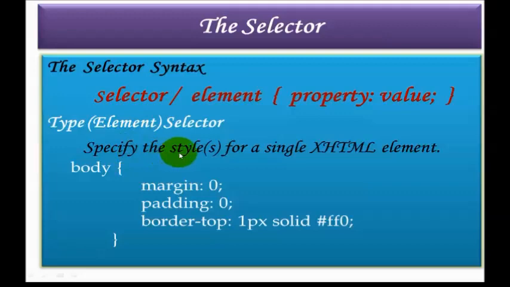If you use the HTML element as a selector, the styles will be applied only to the corresponding element. For example, I'm going to use the body tag. I'm going to open the curly braces, then comes the property margin. I'm going to set the value 0 and close it, and go for the next property value, padding 0, next property value, border top 1px solid, and I'm going to give some value, and I'm going to close this body selector by using the closing curly brace.